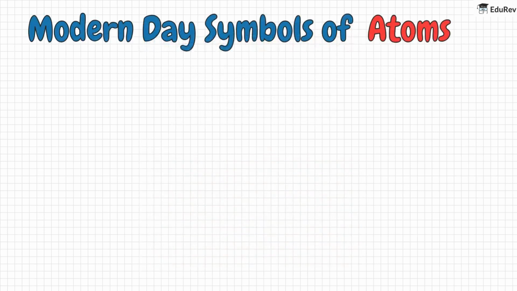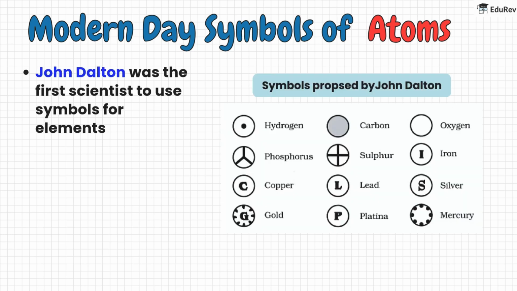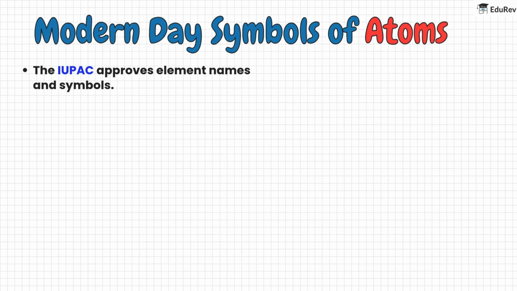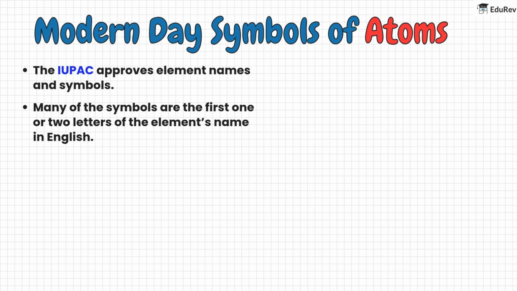Now, what are the modern day symbols of atoms of different elements? John Dalton was the first scientist to use symbols for elements. Vesalius suggested that element symbols be derived from 1 or 2 letters of the element's name. The IUPAC approves element names and symbols. Many of the symbols are the first 1 or 2 letters of the element's name in English.